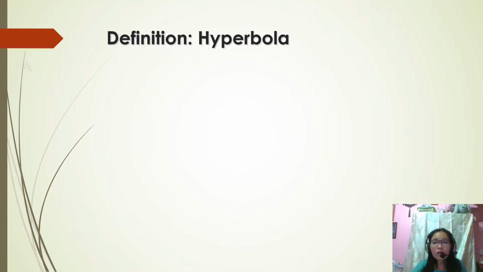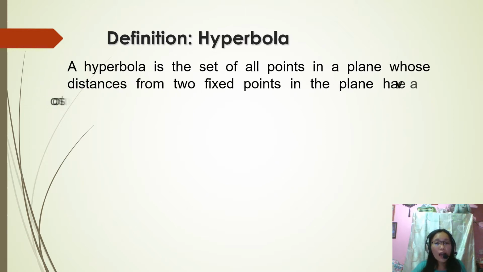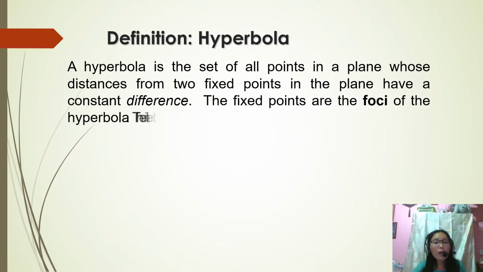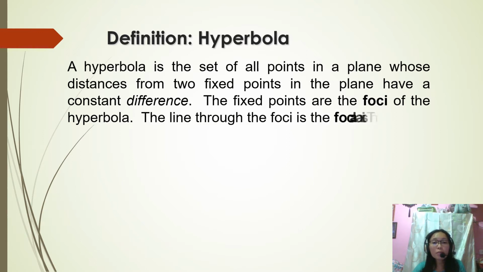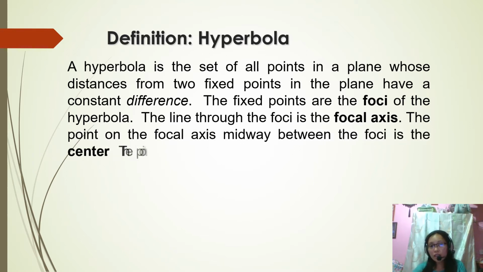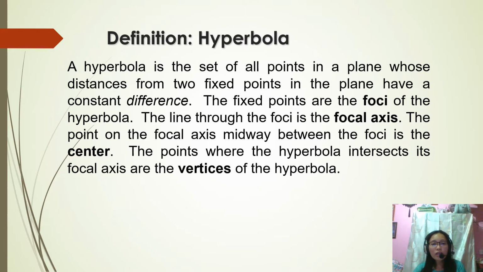Okay, so let's start with our first objective, and that is to define a hyperbola. As you can see here, a hyperbola is the set of all points in a plane whose distances from two fixed points in the plane have a constant difference. Let's take note of the terms used here. Again, it's a set of all points whose distances from two fixed points have a constant difference.